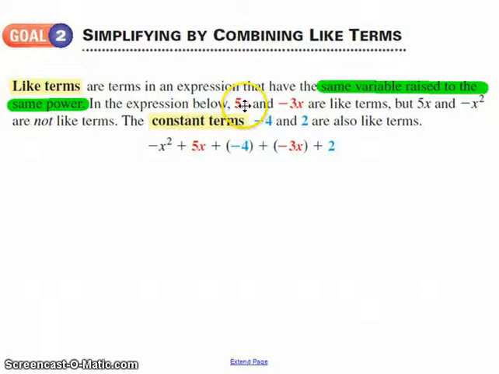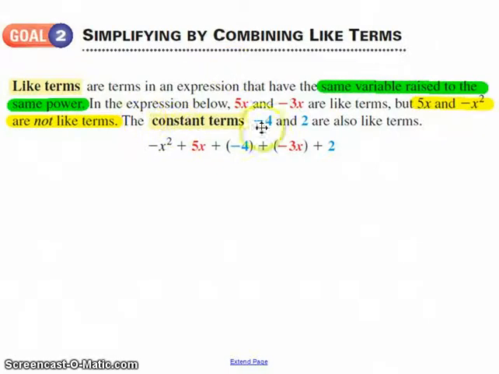So, for example, 5x and negative 3x are like terms because they have the same variable x, and the exponent on that x is a 1. So you can put those together. Taking that another step forward, they say that 5x and negative x squared are not like terms. Even though they have the same variable, the same x, this one has an exponent of 1, that one has an exponent of 2. You cannot put them together.